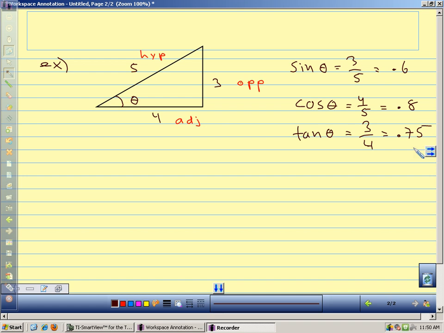So if we know the sides of our triangles, all we have to do is write our ratios based on what SOHCAHTOA tells us is sine, cosine, and tangent. Now what if we were missing one of the sides of our right triangle? This is a right triangle. So what always works on right triangles?